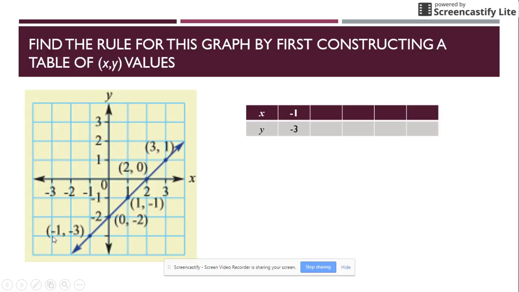So we're going to start here. We know that x was -1 and y would be -3. We put our next one in, which would be 0 and -2. If we go up the line, we've got 1 and -1, and then we've got 2 and 0, and then we've got 3 and 1.